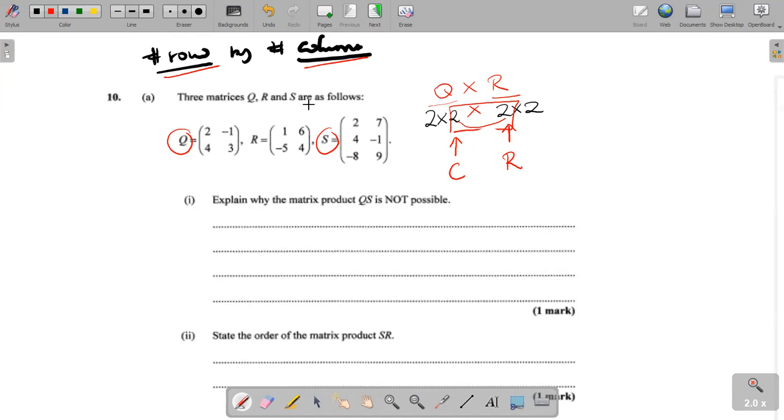Everybody see that? So they want QS. What is QS? Q times S. What's the order for Q again? 2 by 2, times the order for S. What is the order for S again? 3 by 2. Question, everybody: do they match? Do the inner numbers match?